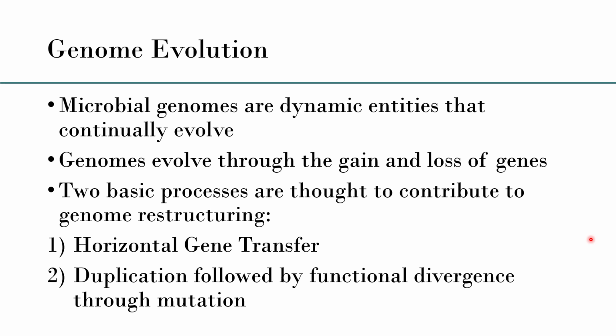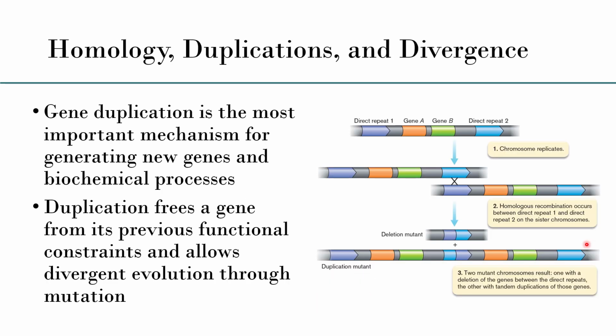But there are two basic ones that we're going to discuss today: horizontal gene transfer and duplication. We've discussed horizontal gene transfer ad nauseam at this point. You can see how that can introduce new genes or new gene fragments or cause recombination events that maybe bring different versions of the gene, different alleles, in, basically. So that is discussed already. Let's discuss homology, duplications, and divergence, though.